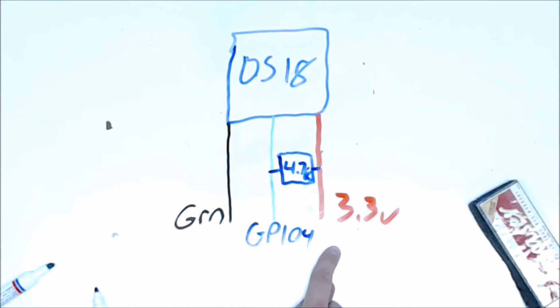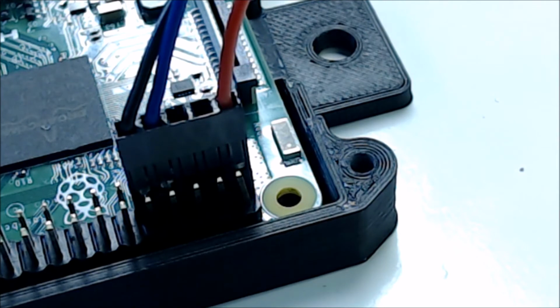Then cable the VCC connector to a 3.3-volt pin on the Pi, and the ground to a ground pin on the Pi. I'm using a plug that covers the 1, 3, 5, 7, and 9 pins to make it easy to connect to. We're only actually using the 1, 7, and 9 pins.